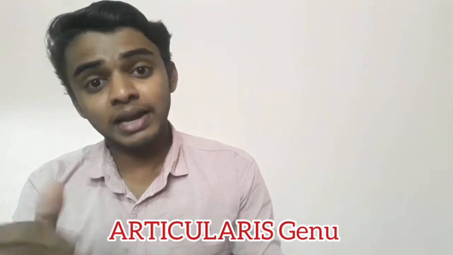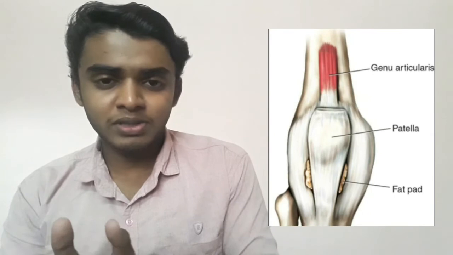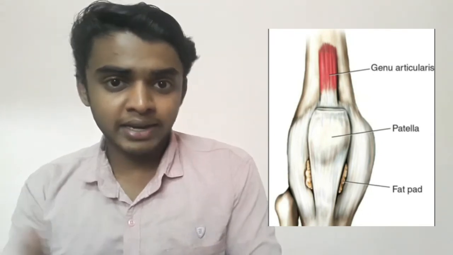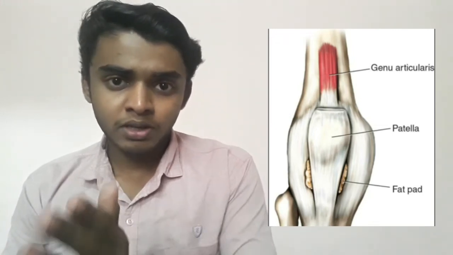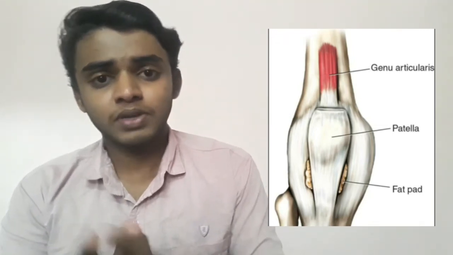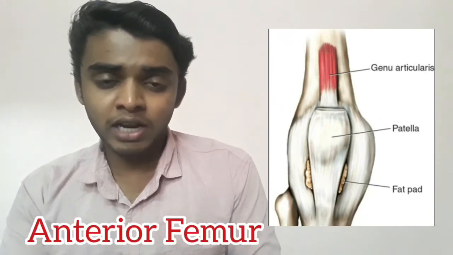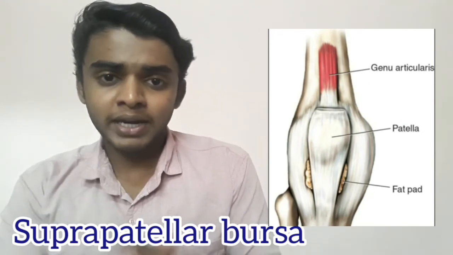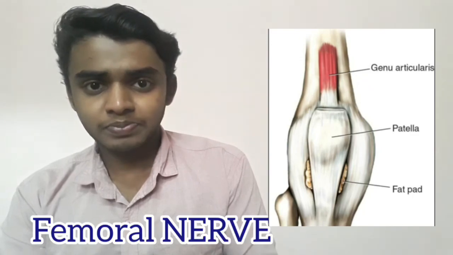And then the last and final small muscle of the anterior compartment is the articularis genu. It is basically a small muscle which is the deepest muscle of the anterior compartment, and it is a small ribbon like muscle present in the anterior compartment of the thigh. And this muscle takes its origin from the anterior part of the anterior surface of the femur and is also inserted into the suprapatellar bursa, and this muscle is also supplied by the femoral nerve. So these are the muscles which are present in the anterior compartment of the thigh.